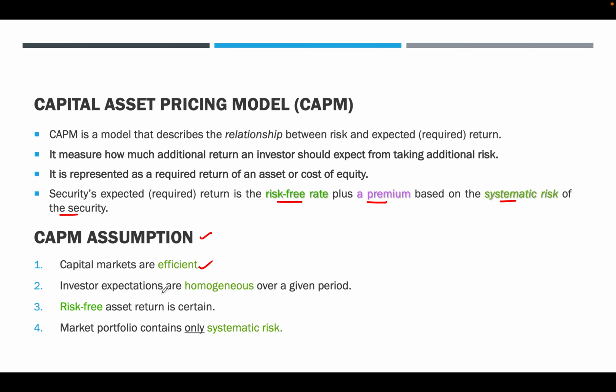The second assumption is that investor expectations are homogeneous over a given period, which means their expectation is the same regardless of who they are. The third one is that the risk-free asset return is certain. And the fourth one is that the market portfolio contains only systematic risk.